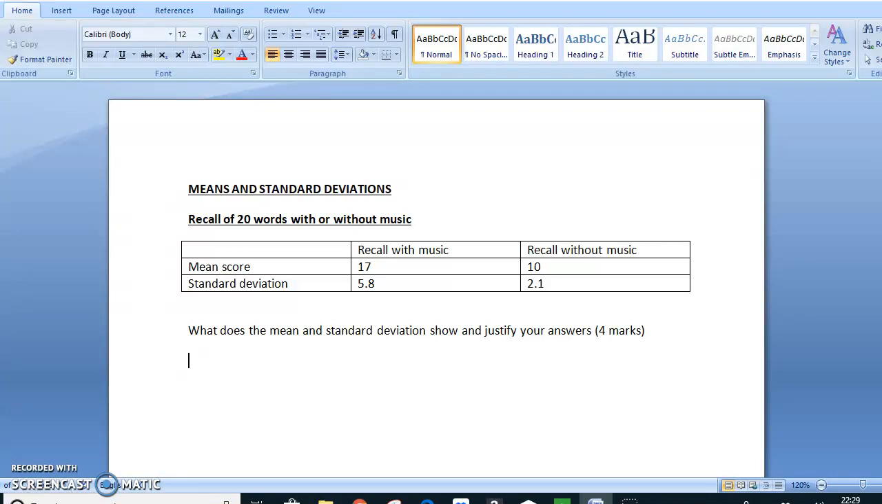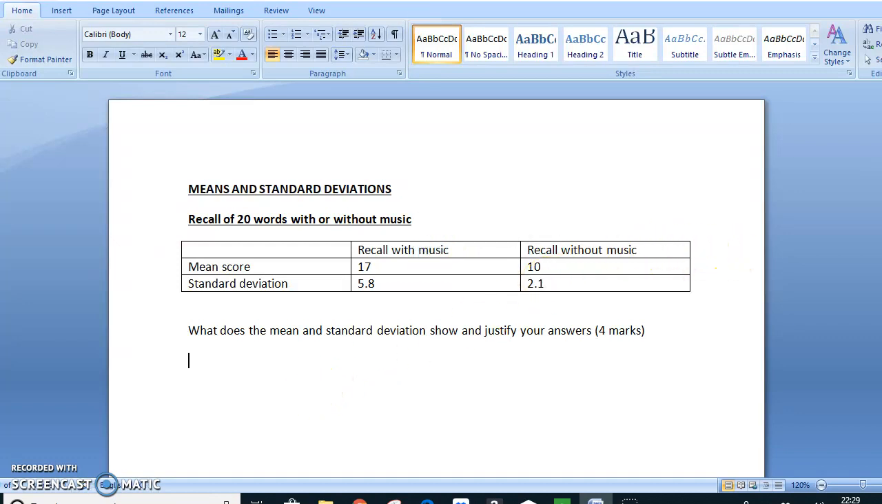This video is going to focus on means and standard deviations, specifically a common question that's often asked about this topic. So here's one sample question that I've got written down. What does the mean and standard deviation show, and justify your answers? And obviously it would be in relation to a scenario just like this one. So let's assume there's 20 words that participants have to recall, and we've got recall with music and recall with no music.